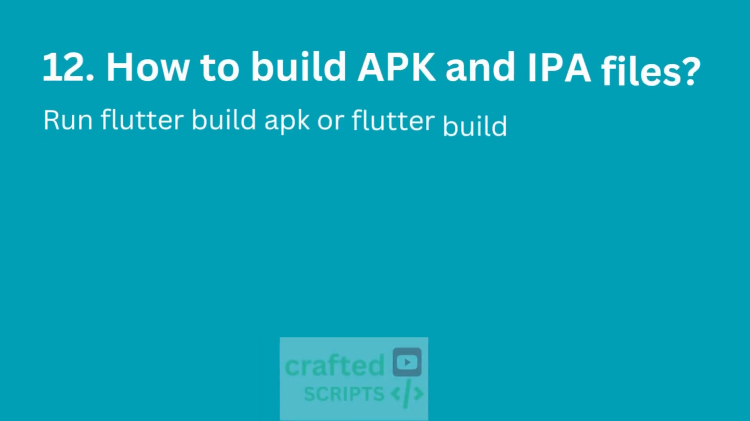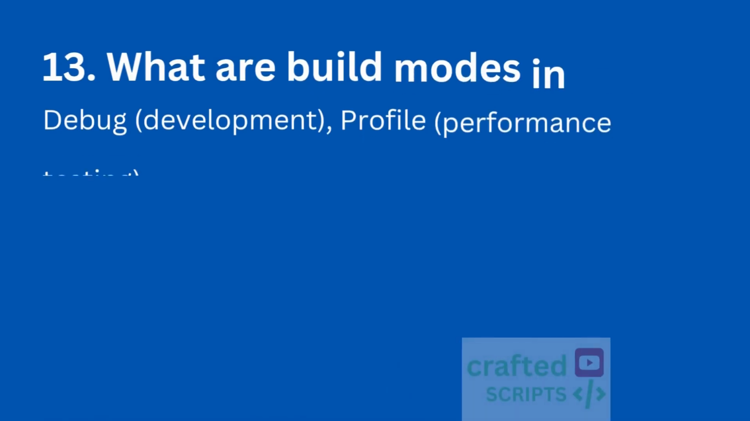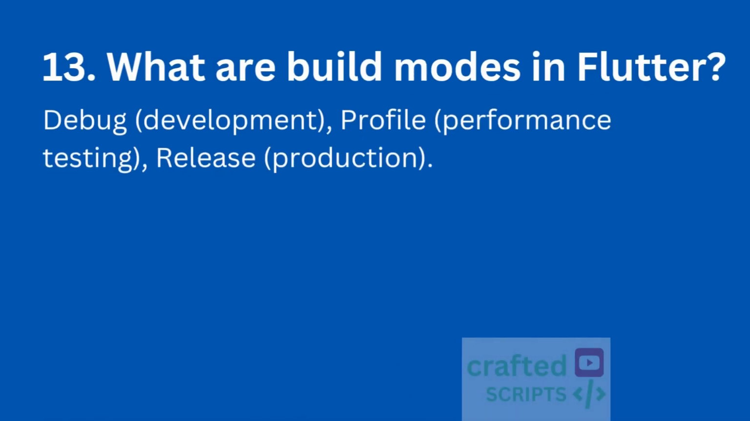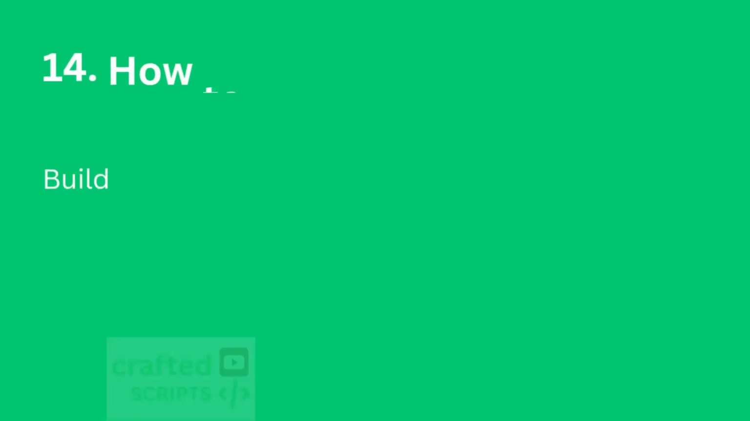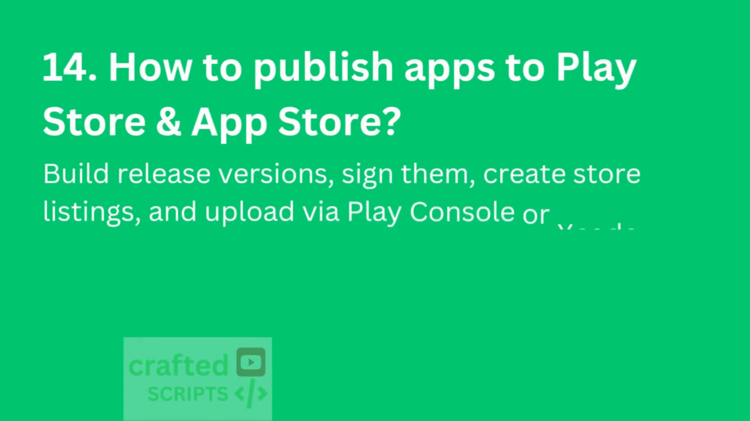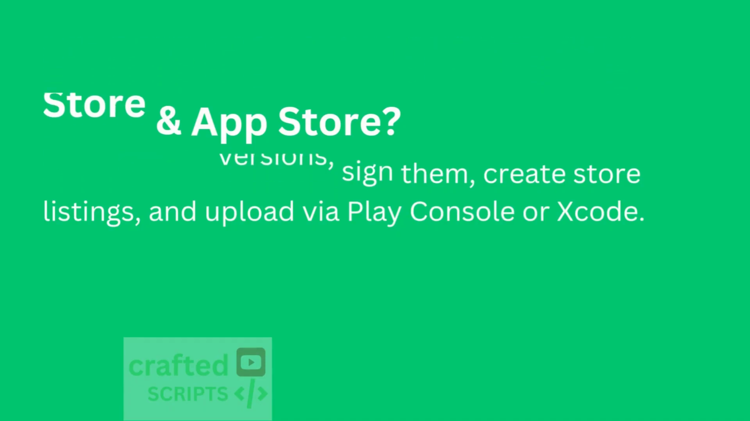Question number 12. How to build APK and IPA files? Run flutter build apk or flutter build ios. Question number 13. What are build modes in Flutter? Debug for development, profile for performance testing, release for production. Question number 14. How to publish apps to Play Store or App Store? Build release versions, sign them, create store listings, and upload via Play Console or Xcode.